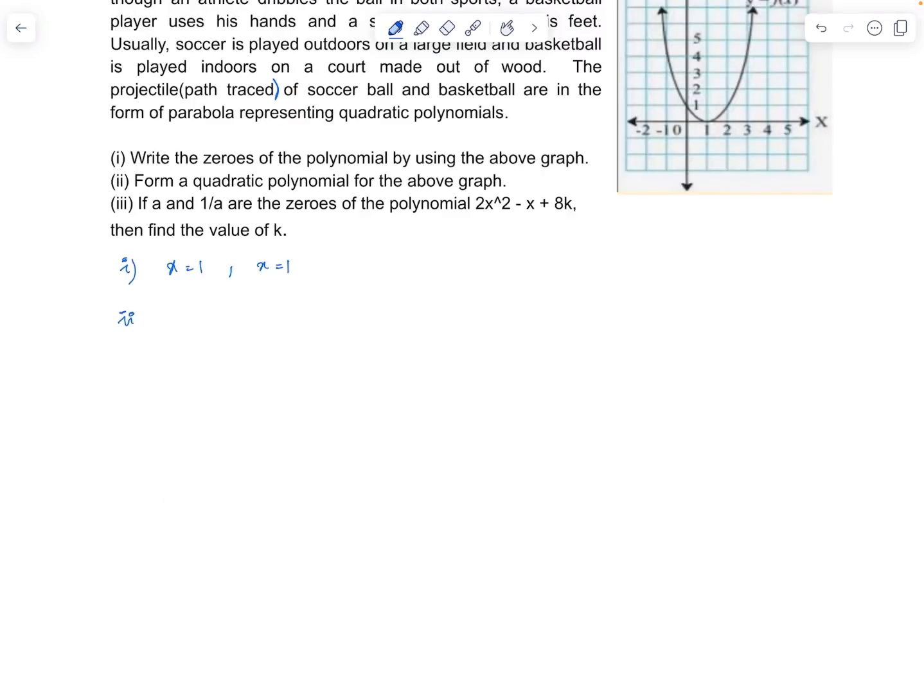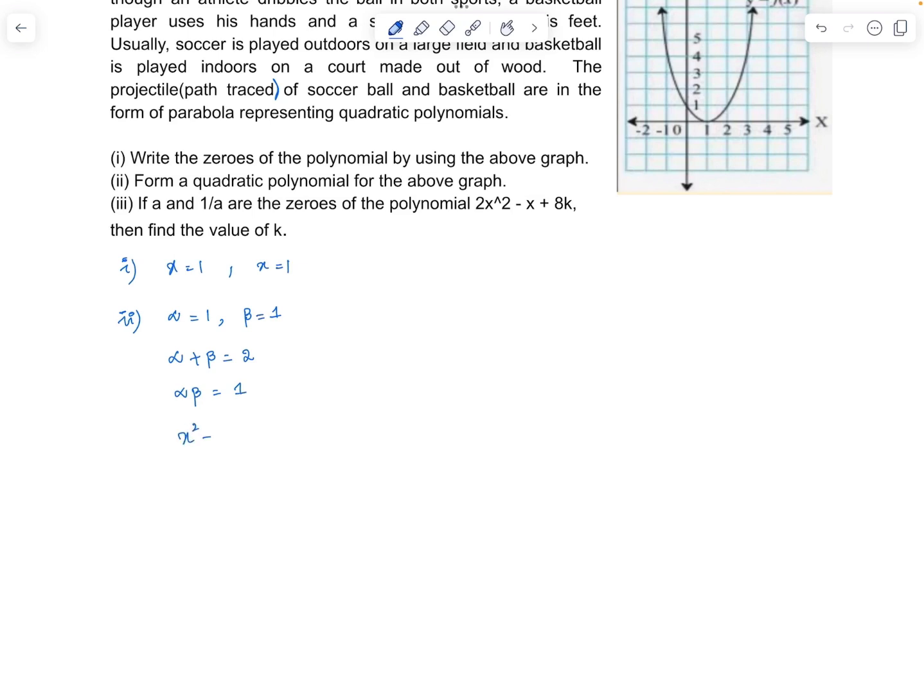Question 2. Form a quadratic polynomial for the above graph. From the graph we understood that the roots are 1 and 1. That is, alpha is 1 and beta is 1. Alpha plus beta, that is the sum of the roots, is equal to 1 plus 1, that is 2, and the product of the roots, alpha beta, is equal to 1.